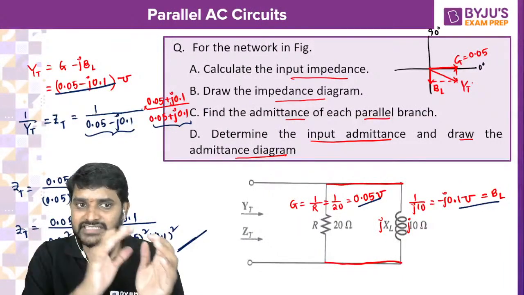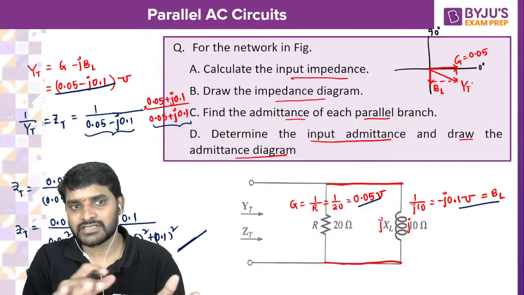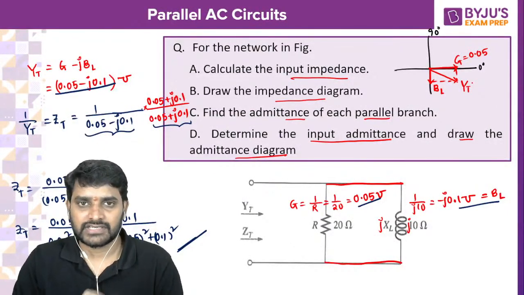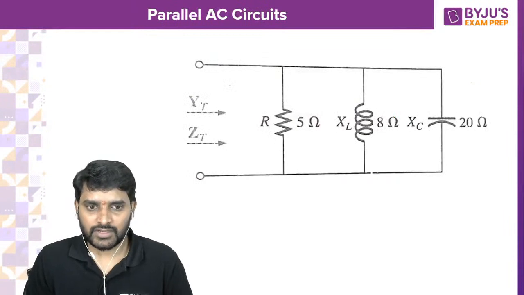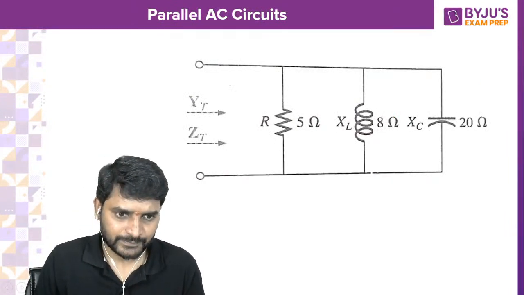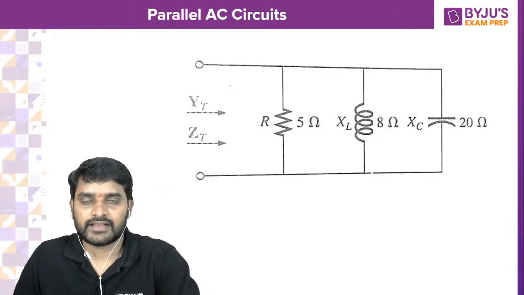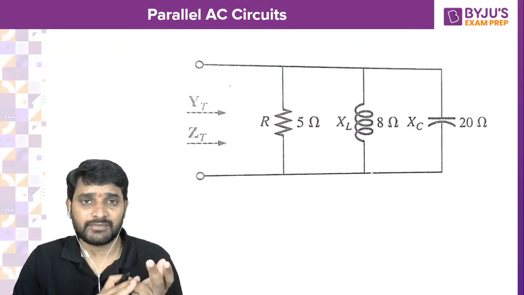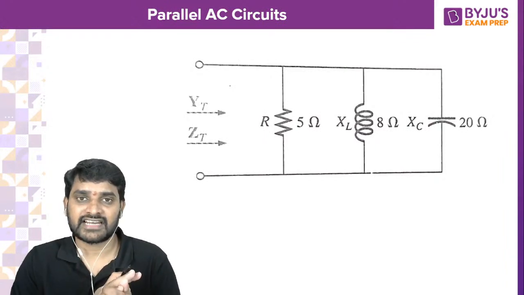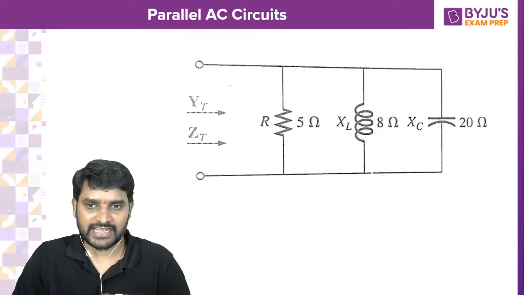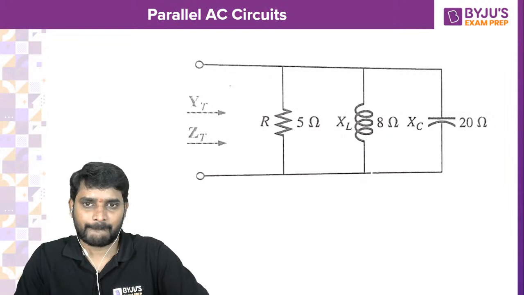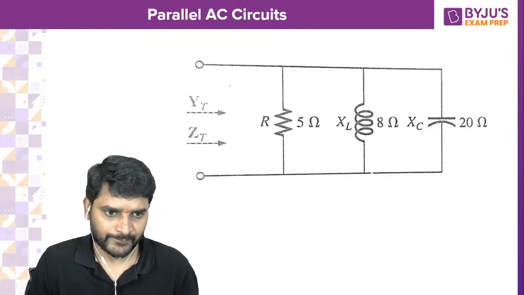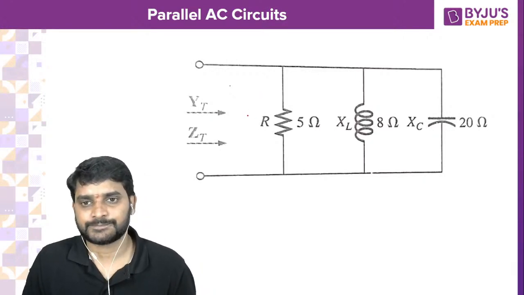You can do similarly for impedance also. You take up the real term, imaginary term and take up the resultant. So this is how you can do it simply. Now can you do the same thing for this one? Can you calculate the total input admittance and impedance, and then draw the triangles? Try to draw the triangles.